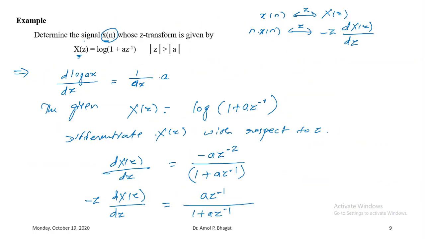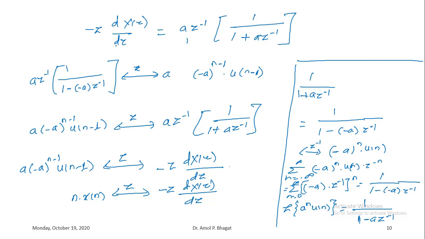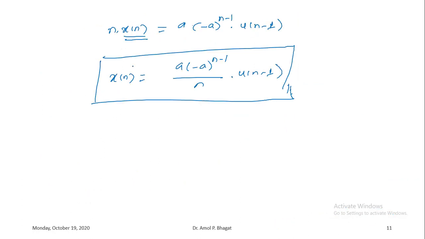So what we have done here: we initially took the derivative of the given X of z. We modified that derivative so that it relates to the differentiation in the z domain property. We took the inverse z transform of this, which is minus a to the power n into u of n. Then we delayed it by 1 unit in time, so it is minus a to the power n minus 1 u of n minus 1. Then as per the differentiation in z domain property, n into x of n is minus z dX of z upon dz. We equated these two terms, and from that we identified the value of x of n. So it comes to a into minus a to the power n minus 1 upon n into u of n minus 1.